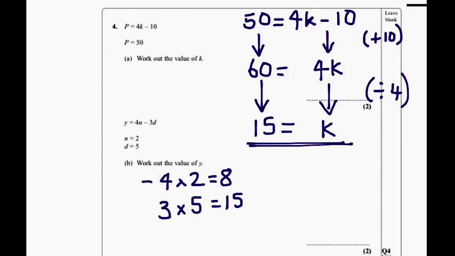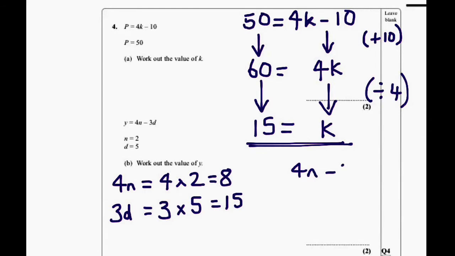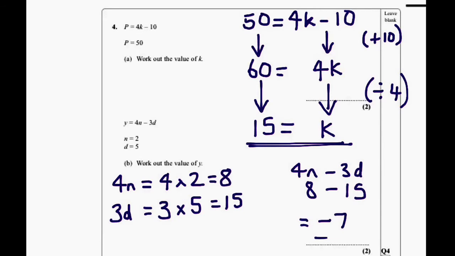Now this first one was 4n, and this second one was 3d, but I must remember that it says 4n minus 3d. So I'm taking my 4n value, which was 8, and I am taking away my 3d value, which was 15. And of course 8 take away 15 is equal to minus 7. Done.